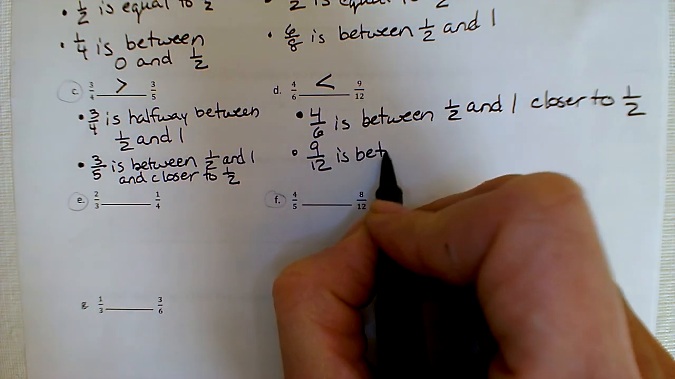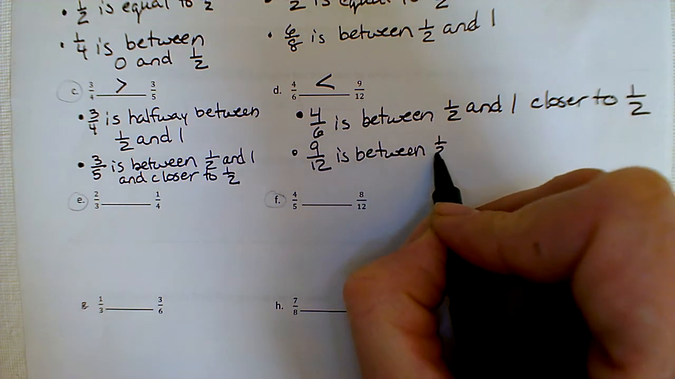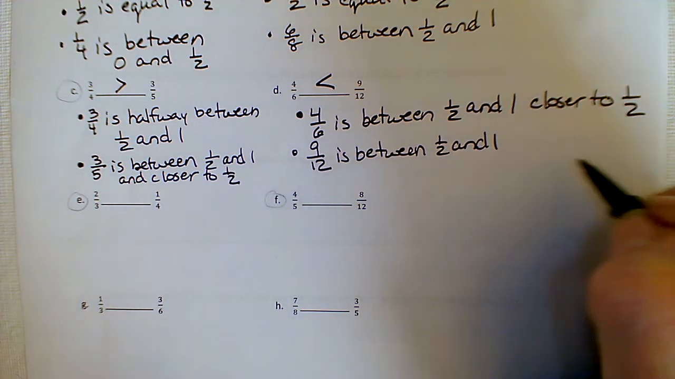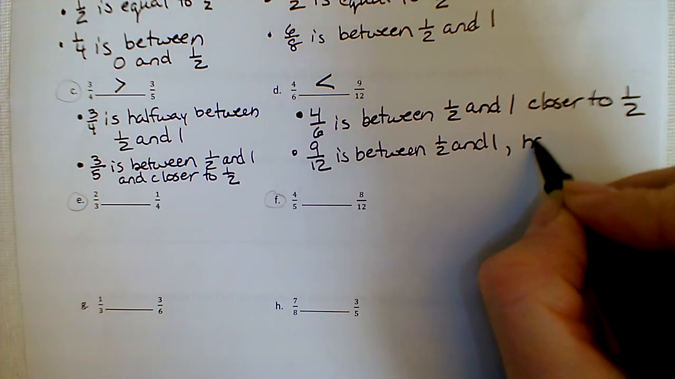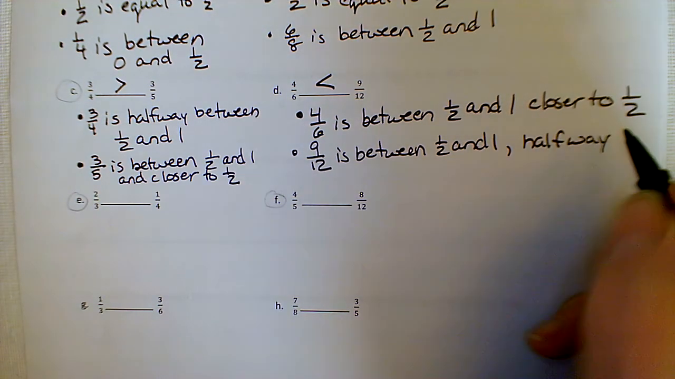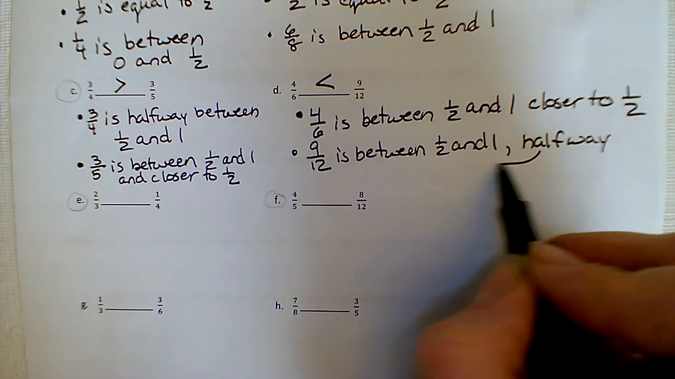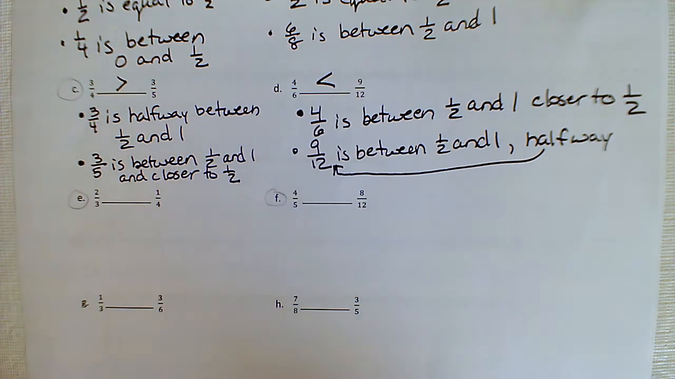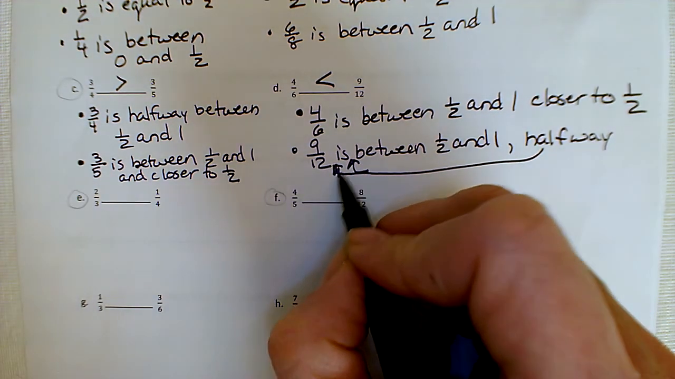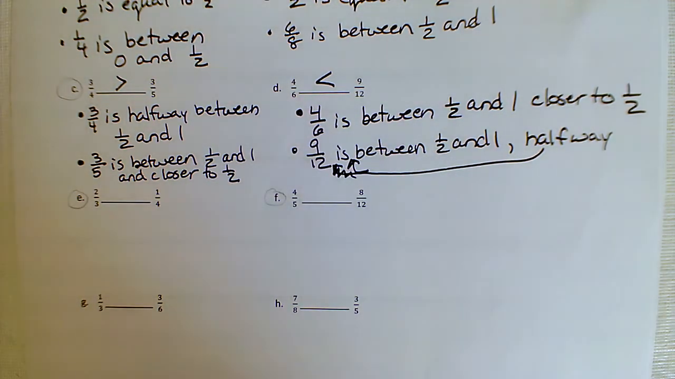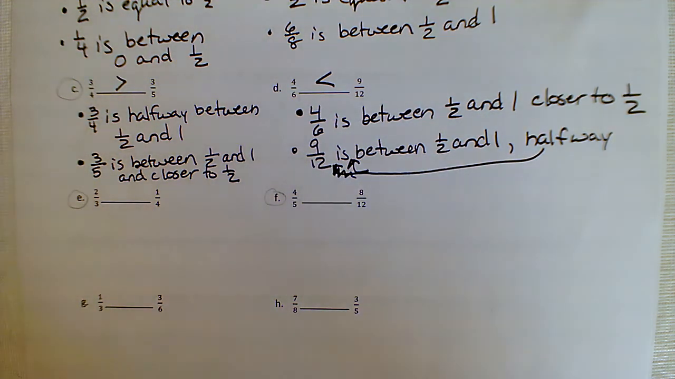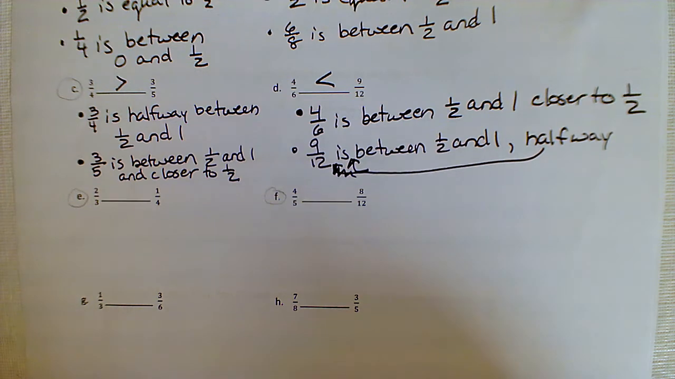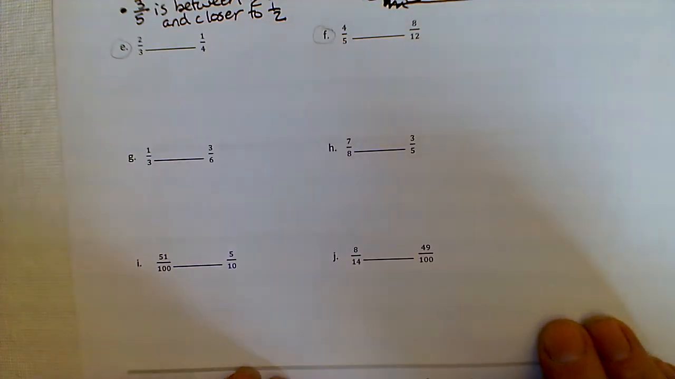9/12 is between 1/2 and 1, and it's literally right in between. It's halfway. So I'm just going to write halfway. I should have written it before. I could have said is halfway between. So if you want to be better, squeeze that in over there. Oh wait, not there. Here. Sorry guys. There we go. Okay, so 9/12 is halfway between 1/2 and 1. If you wrote this, I would accept that. That's fine.